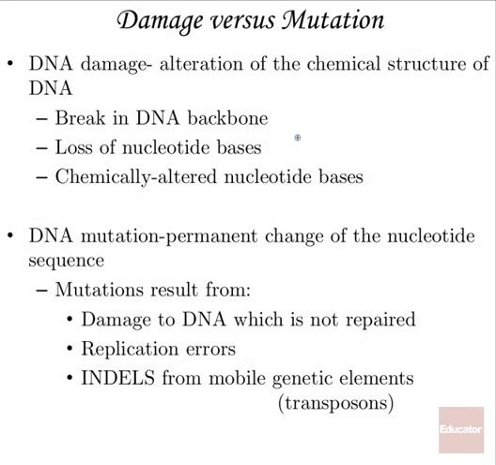So first of all, what's the difference between DNA damage and DNA mutation? Well, DNA damage is just an alteration of the chemical structure of DNA. And that can be a break in the DNA backbone, we could have a loss of a nucleotide base, or we could have some sort of chemical alteration of that nucleotide. Now, DNA mutation is a permanent change of that nucleotide sequence. So the mutation will result from DNA damage that is not repaired properly. Right? And it can also result from replication errors. It can be exogenous or endogenous types of damages that aren't repaired.